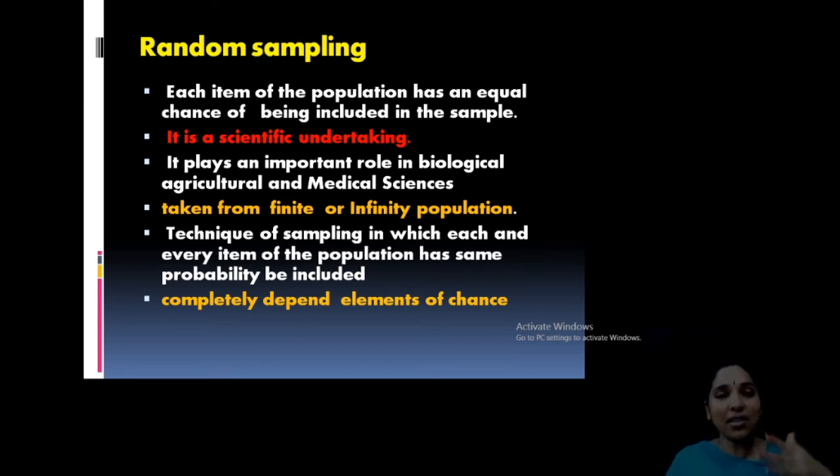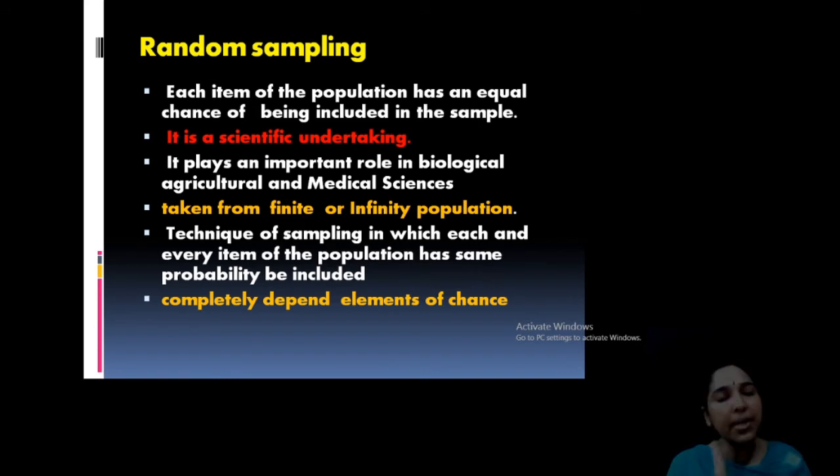Okay. What are the after effects of COVID? When a person is affected by COVID, and you want to study the after effects, you will take 1,000 people. Then randomly you will select people among them and conduct their case study. Clear? That is the application in medical science. So whatever it may be, random sampling is a scientific undertaking. Okay. It can be taken from a finite population or an infinite population. In both conditions, random sampling can be applied. And in this technique, every item can be included in the sample. The chance is very high.